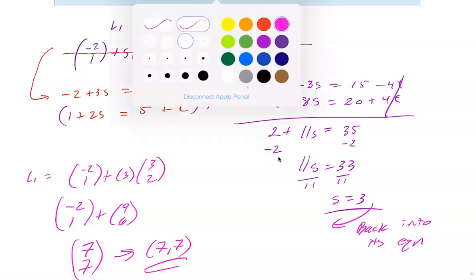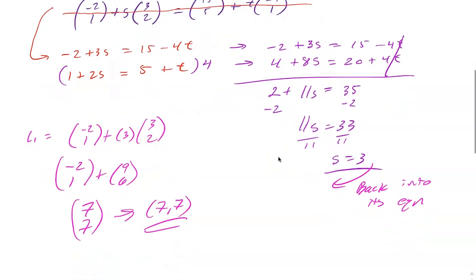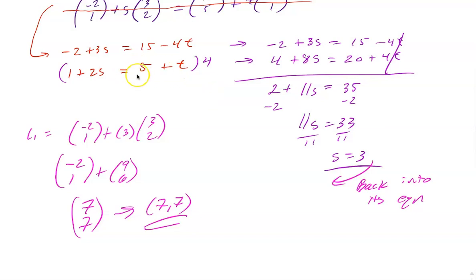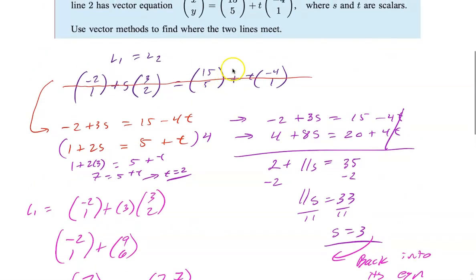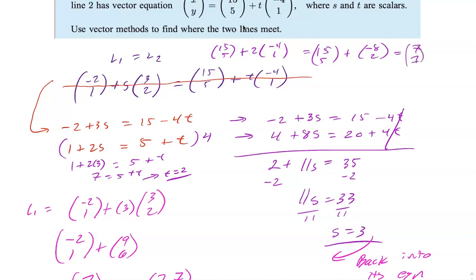Now if you want to verify, I'll find t. So you know s is 3. If I go back here and find my t, it'll be 1 plus 2 times 3 equals 5 plus t. I get 7 equals 5 plus t. t equals 2. So I know t is 2. If I plug into the t equation right here, (15, 5) plus 2 times (-4, 1), you get (15, 5) plus (-8, 2), which will get me (7, 7). Right, you're going to get the same answer.